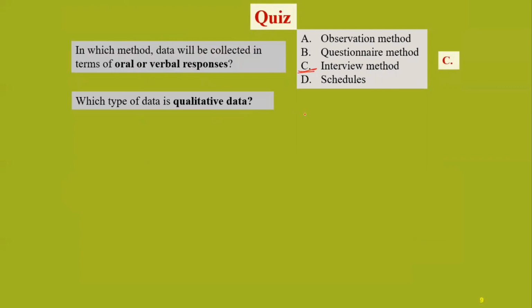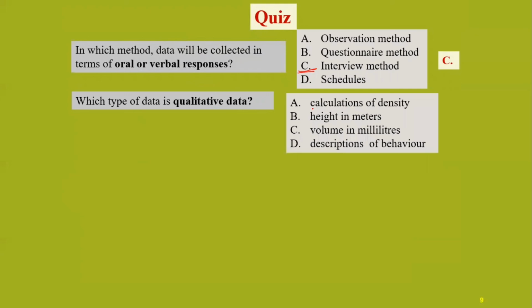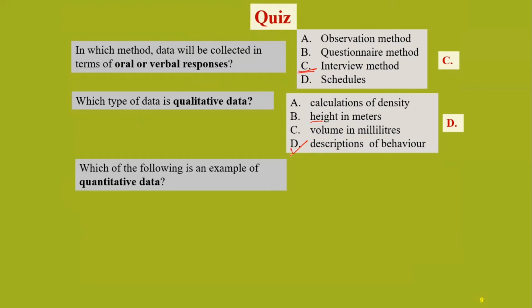Which type of data is qualitative data? Which tells about the calculation, it is measurable, height in meters, volume. It is about the descriptions of a behavior. Somebody is very honest, somebody is very humble. So this is qualitative data.